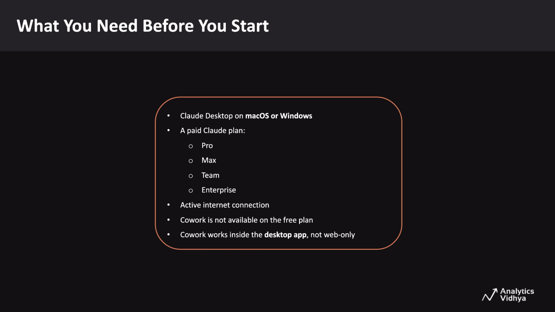Before you begin, there are a few things you need in place. You need Claude Desktop on either Mac OS or Windows, an eligible paid Claude plan, and an active internet connection. It is also important to note that Claude Co-work does not work on the free plan. So, if you want to access Co-work, your account needs to be on a supported paid plan such as Pro, Max, Team, or Enterprise. And finally, Co-work works inside the desktop app, not as a web-only experience. So, before anything else, make sure these basics are covered.